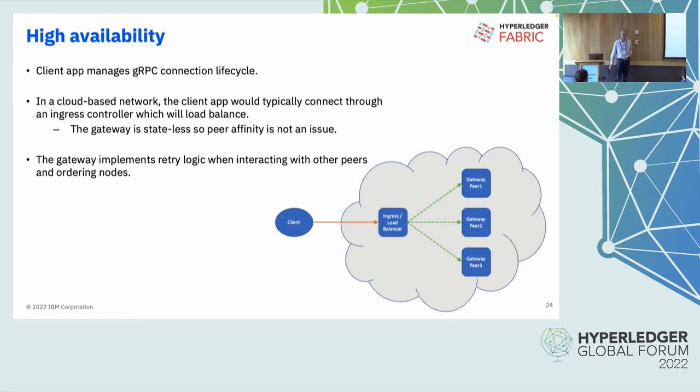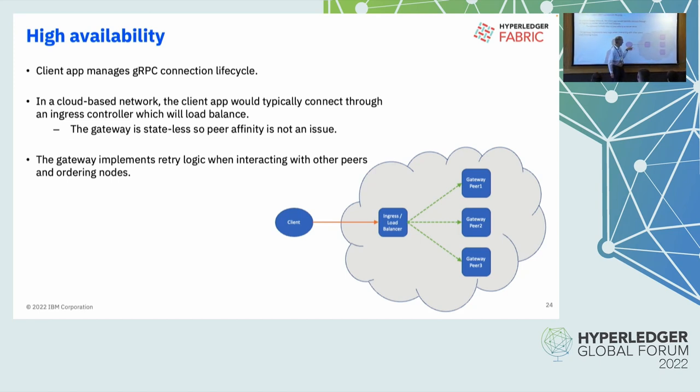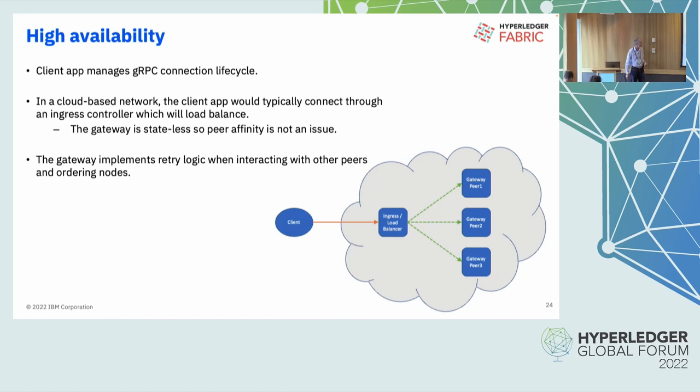So we've made a much better job of higher availability with this new gateway model. For a start, high availability: you're now in charge of managing your gRPC connection. And typically in a cloud deployment, you'll go through an ingress controller, a load balancer, okay? And you've got a single connection endpoint for your client, and that will fan out to multiple gateways. By the way, every peer is a gateway peer unless you turn it off. So by default, every peer can work as a gateway. And we can do that fairly easily because the gateway is stateless. There's no peer affinity that's needed as you're going through the process. And there's a fair bit of retry logic that we've put into the gateway as well.